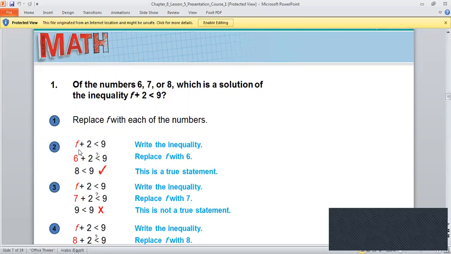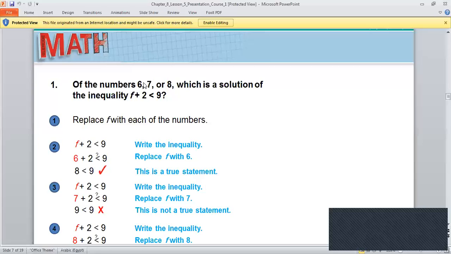Again, Khalid, again, Muhammad. We make the substitution of f by 6. I will remove f and put 6, and I will add 6 plus 2. 6 plus 2 gives me what, Khalid? It gives me 8. Is 8 less than 9? Yes, less than. So this statement is right.